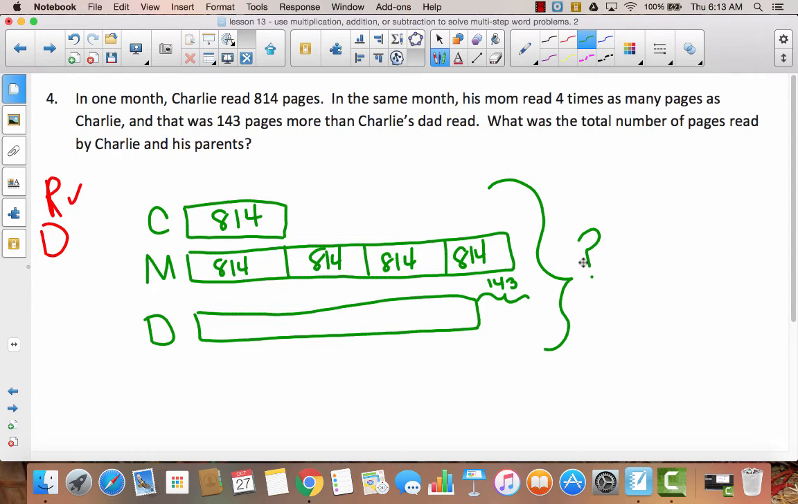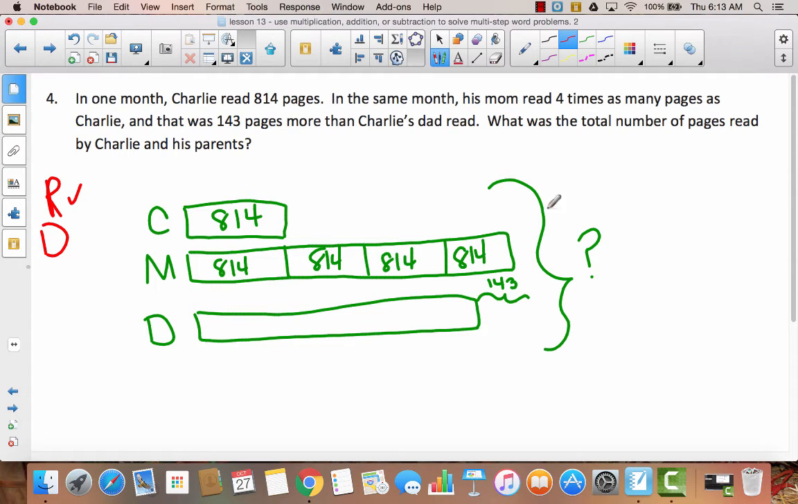If you feel like you understand how to solve this problem now that you see the tape diagram, go ahead and pause the video and solve it by yourself. If you'd like to work through it with me, you can stay right here at the video and we'll do it together. All right, so before I can figure out the total, I already know Charlie's pages, but I don't know mom's pages. I know how to figure it out, but I don't know her total.